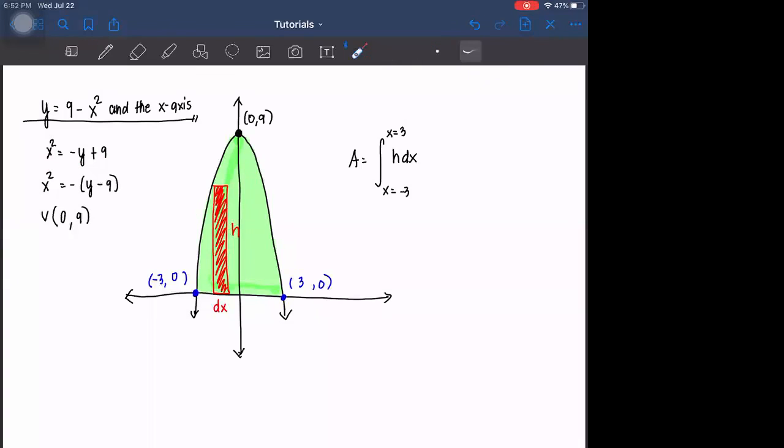But what is h? What is h in terms of x? Since this is already 0, this is already the equation of the x-axis, y equals 0. So automatically, the height is the y of the parabola. And what is the y of the parabola in terms of x? This one: 9 minus x squared dx. Then it's straightforward.